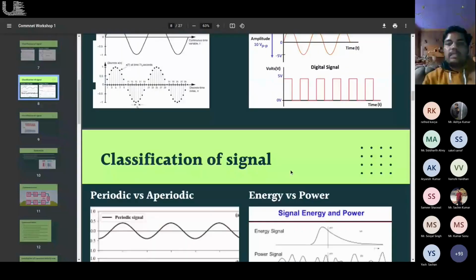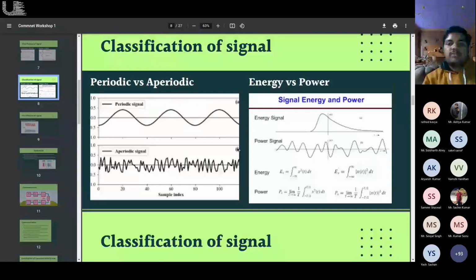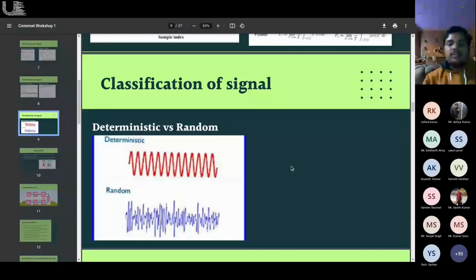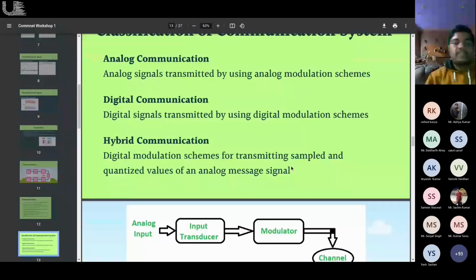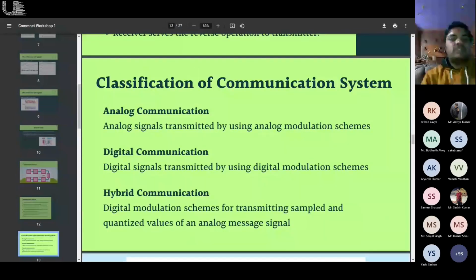Everyone understood these things, periodic, aperiodic, energy versus power? Okay. So what is analog communication? Analog signals are transmitted using an analog modulation scheme. An electrical signal is also an analog signal. So let's say we are using analog signals and transmitting the analog signal only. We are not converting it into a digital signal, okay. Understood?